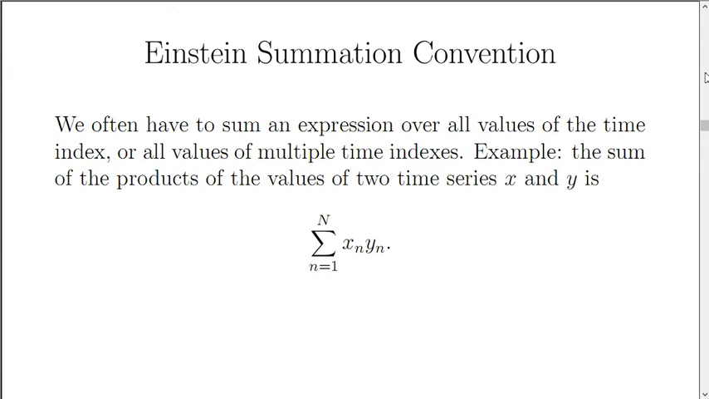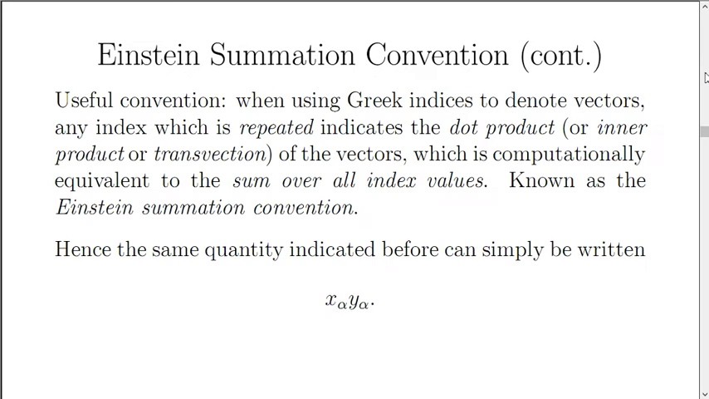Now, this leads us naturally to another extremely useful notation that I love to use called the Einstein summation convention. It often happens that we have to sum some expression over all values of the time index, or all values of multiple indexes. For instance, suppose we have two time series x and y, and we want to add up the sum of all of their products. We would traditionally write this with a great big summation sign for n going from 1 to n of x sub n times y sub n. Well, that's great. That works fine. But there's another way to write it, and that is this.